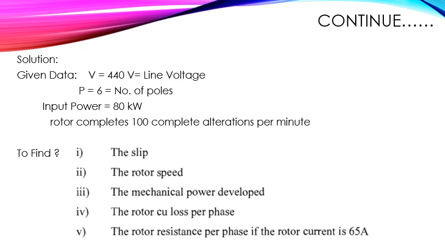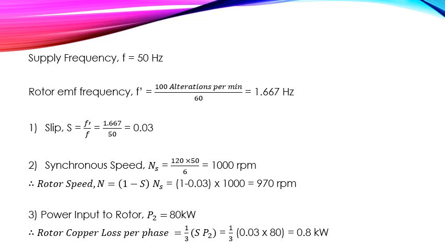Now how to find the rotor resistance per phase? If the copper loss is with us, then by using I square R and the calculated rotor copper loss, we can find the rotor resistance per phase. The supply frequency is given, that is 50 Hz. Then the rotor EMF frequency f dash is equal to 100 alternations per minute divided by 60, that is 100 divided by 60 cycles per second, that is Hertz. So it is 1.667 Hertz.